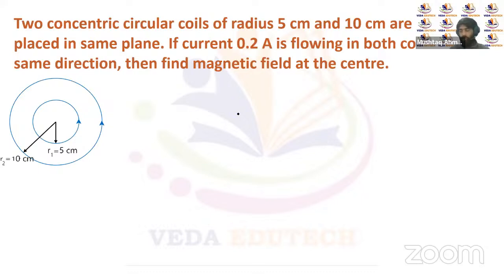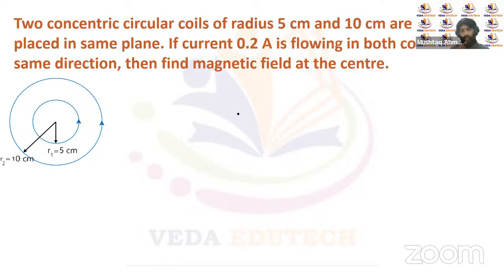Now let's move on to another similar question. This time the question consists of two concentric circular coils of radius 5 centimeter and 10 centimeter each, placed in the same plane. If current 0.2 ampere is flowing in both coils in the same direction, then find the magnetic field at the center.